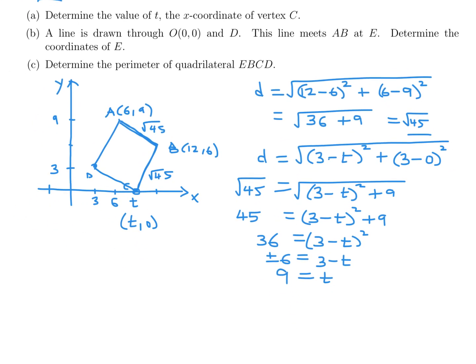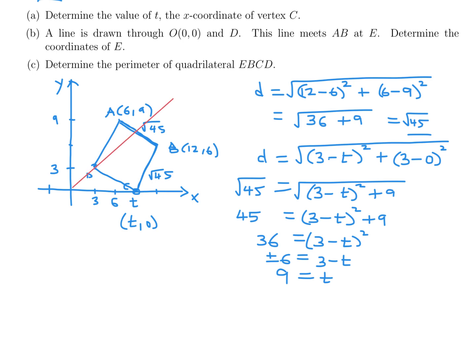All right, part B. A line is drawn through (0, 0) and D, and the line meets AB at E. Determine the coordinates of E. All right, so this time we've got a line. Let me just draw that line first. They're saying, where does it start? At the origin, and it goes through D, and then I guess it crosses like that.